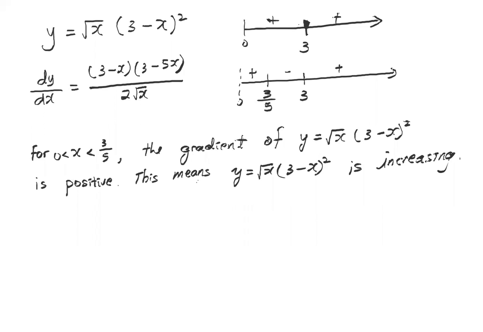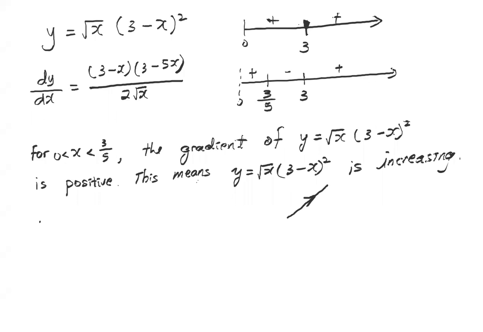Agree? Positive gradient means it goes up like this. Am I right? This is called positive gradient, correct? It's not a straight line, so it's increasing. So that means the sign of dy/dx tells you whether y is increasing or decreasing. Am I right? Because it represents the gradient of y. If the gradient of y is positive, it means y is increasing.